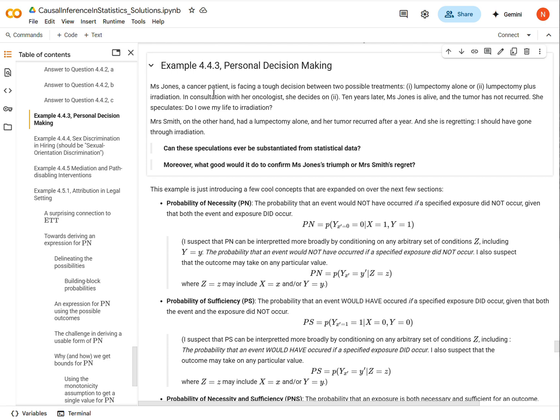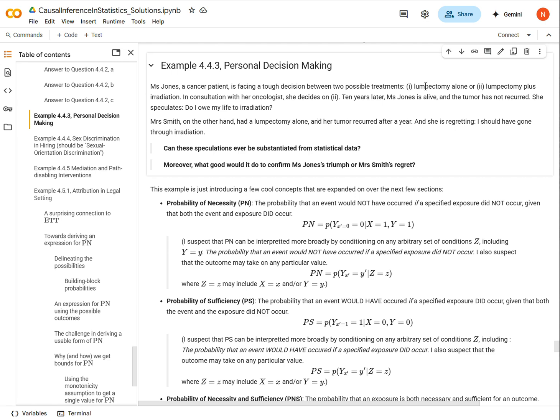Okay, so example 4.43. So we have two women, Ms. Jones and Mrs. Smith, and they both have, must be breast cancer, and they're presented with two options. Either they have a lumpectomy, which I believe just means surgically removing the tumor, or lumpectomy plus radiation. Okay, and so they both make their decisions, and Ms. Jones decides to go with option 2, lumpectomy plus irradiation, and Mrs. Smith decides on lumpectomy alone.